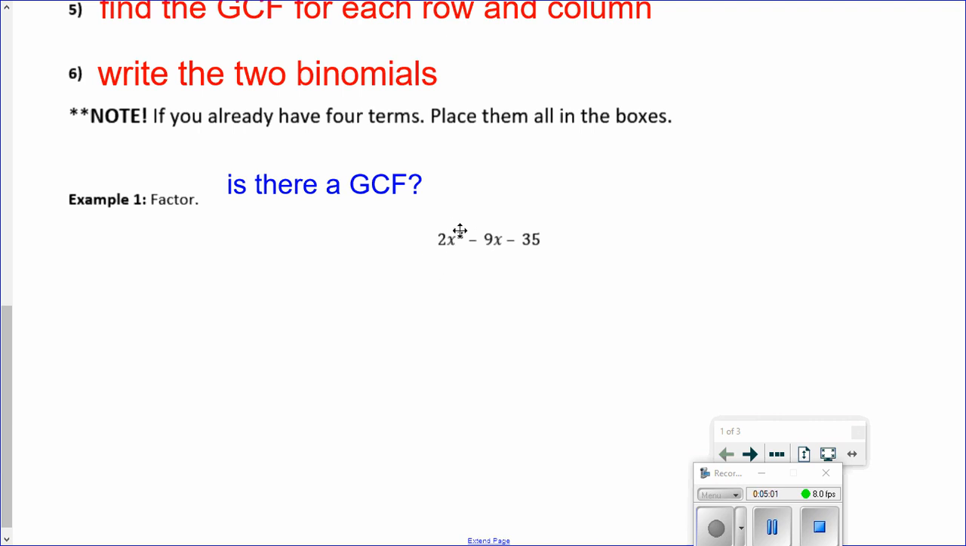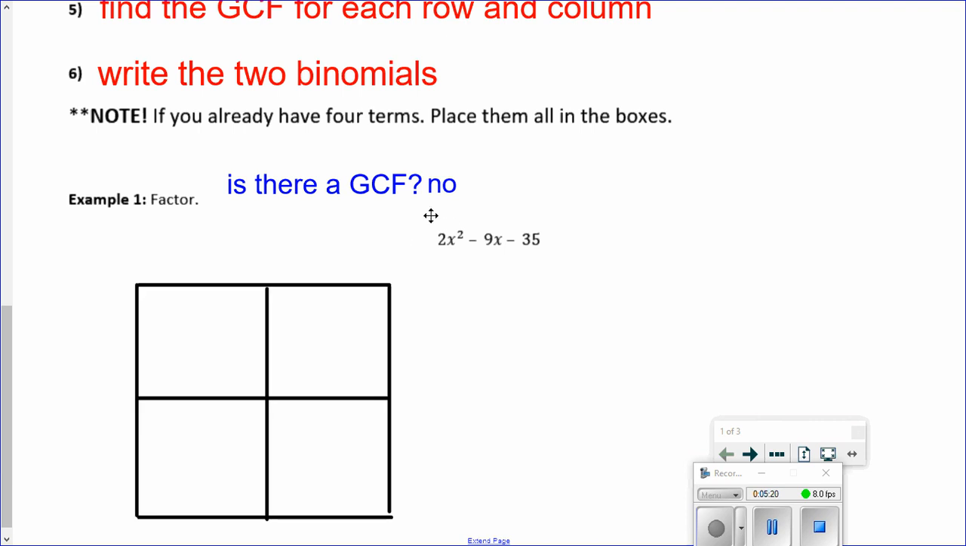If I look at the variables, I have x's here and x's here, but not on the last one. Because I couldn't find anything that would work, I have no GCF, which is fine. The next step is to make my box. I'm going to take my first term, the 2x squared, and put it in the first box. I'm going to take my last term, the negative 35, and put it in the last box. Now I just need to fill in these two missing ones.